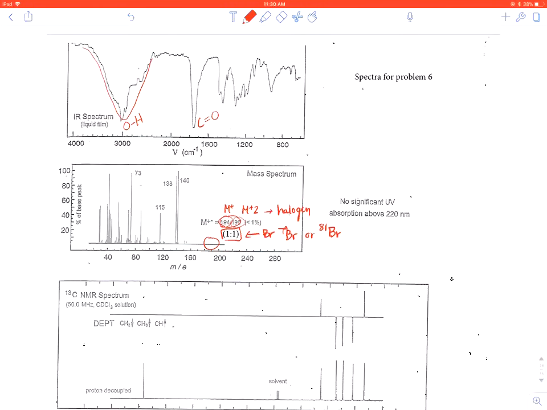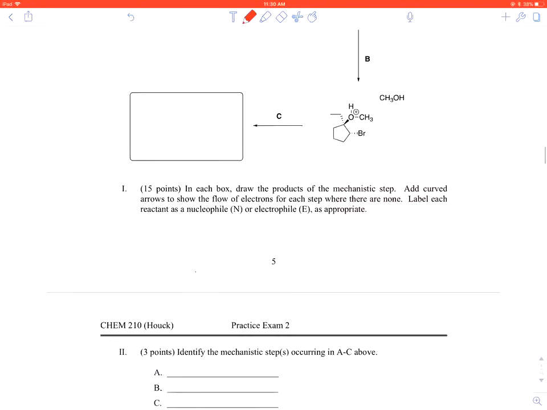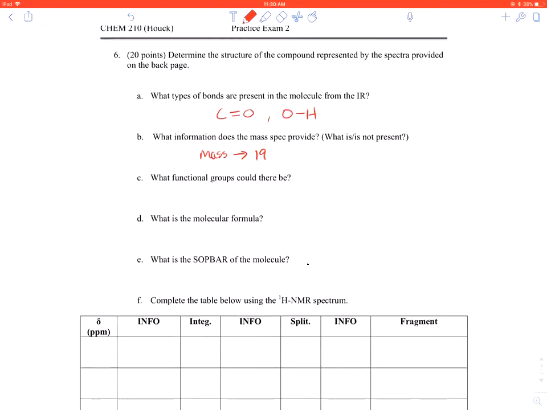Okay, so what do we know from mass spec? The mass is 194. There is a halogen. Okay, so I'm going to scroll back up here. Regretting putting it the way I did. 194. We have bromine. And then what functional groups could we be? We have a carboxylic acid, and then we have a bromine. We don't have a nitrogen as well. We know that from the mass being even. Okay, so that's what we know so far.